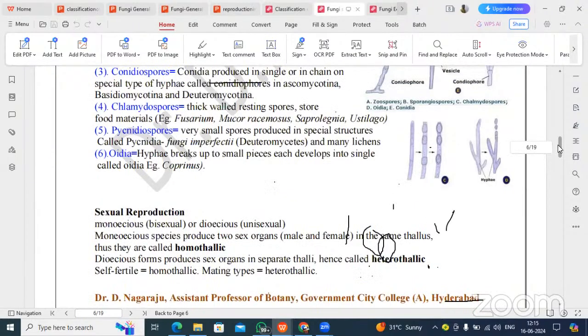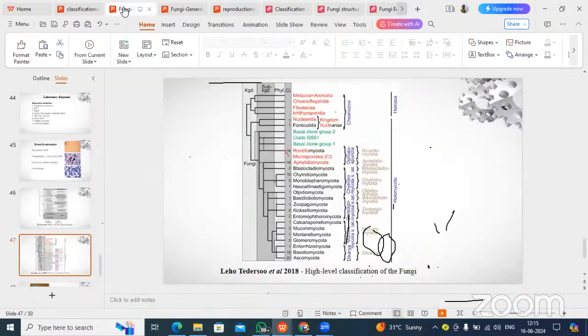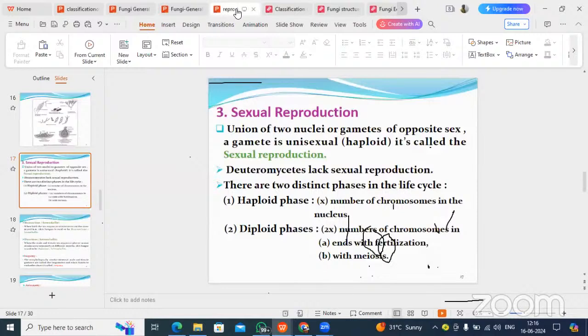Okay, and then where is the fungal general character? No, we are studying the reproduction. Okay. Now you can see, next is sexual reproduction, the perfect stage. In the Deuteromycetes fungi it is absent. In the Deuteromycetes fungi, sexual reproduction is lacking, or we don't know the sexual reproduction. They all come under Deuteromycotina, imperfect fungi.